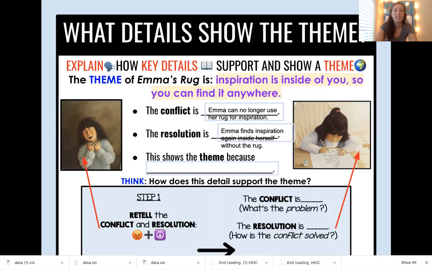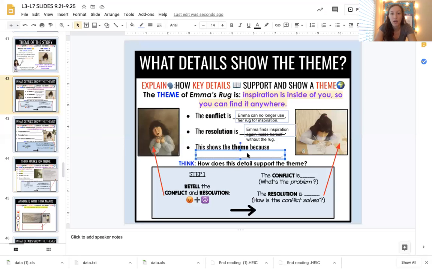So let's make that a sentence. I'm going to click my blue box and I'm going to say, this shows the theme because Emma is able to draw again using her inspiration anywhere she goes.